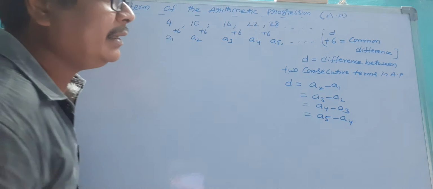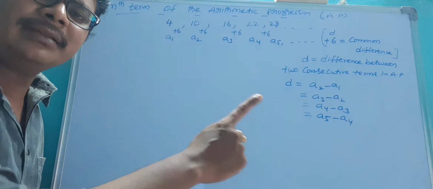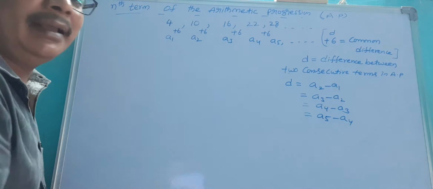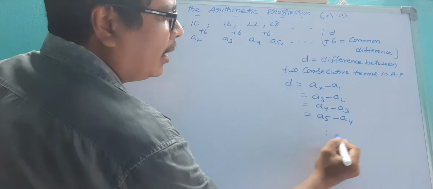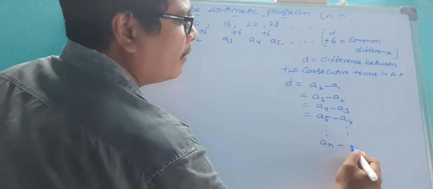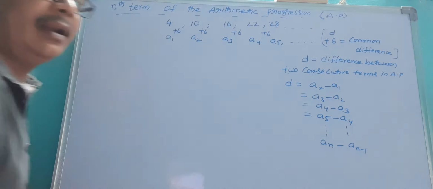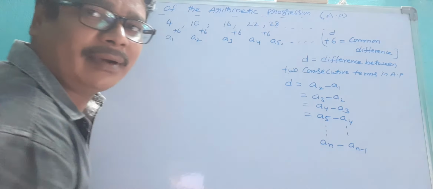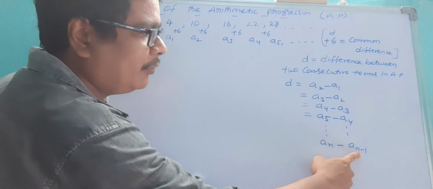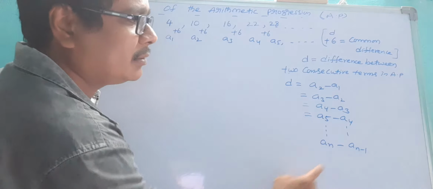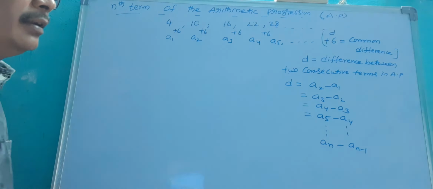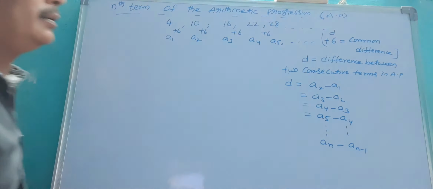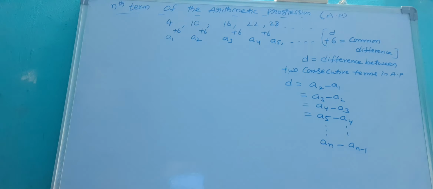So how to find D? D equal to A2 minus A1, A3 minus A2, A4 minus A3, A5 minus A4, and so on. An minus An minus 1. This is the nth term, and this is the term before it, that means the (n minus 1)th term. So An minus An minus 1 is known as D.